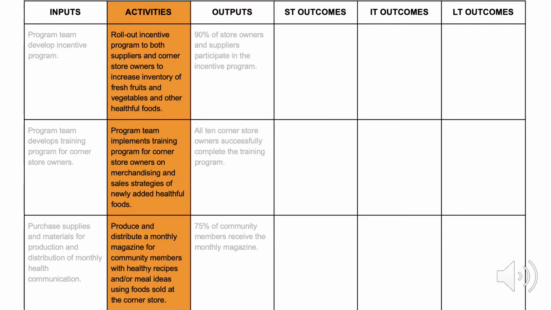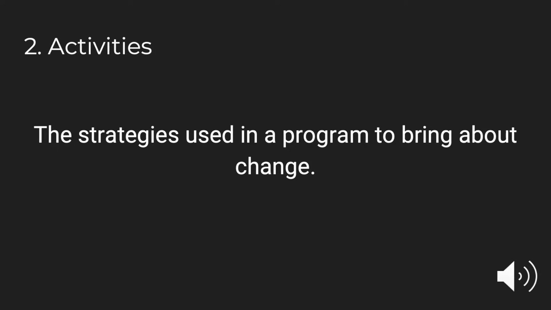The second column are the program activities. These are the strategies used in a program to bring about change. When it's time to create a logic model for the program that you're working to develop, the activities column will be comprised of the 3 strategies that you select for the assignment that's in week 5 of this course, so I encourage you to look ahead.